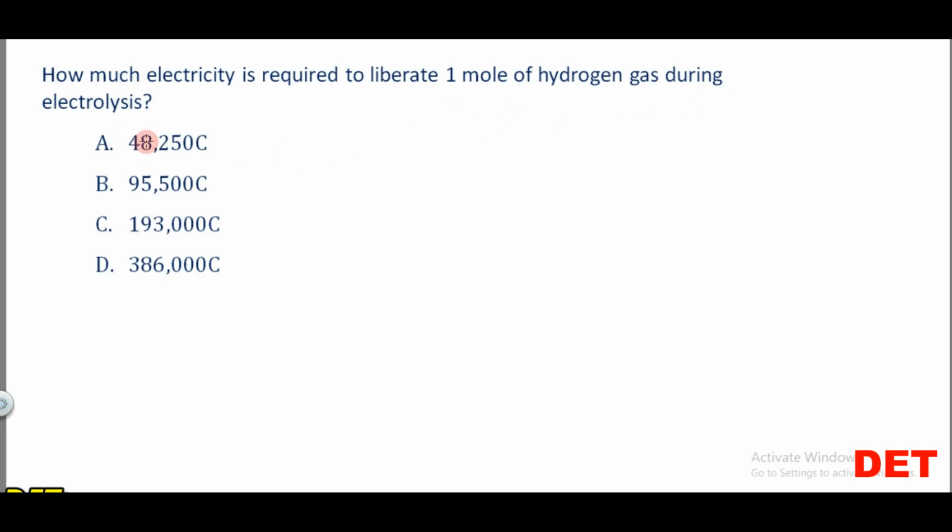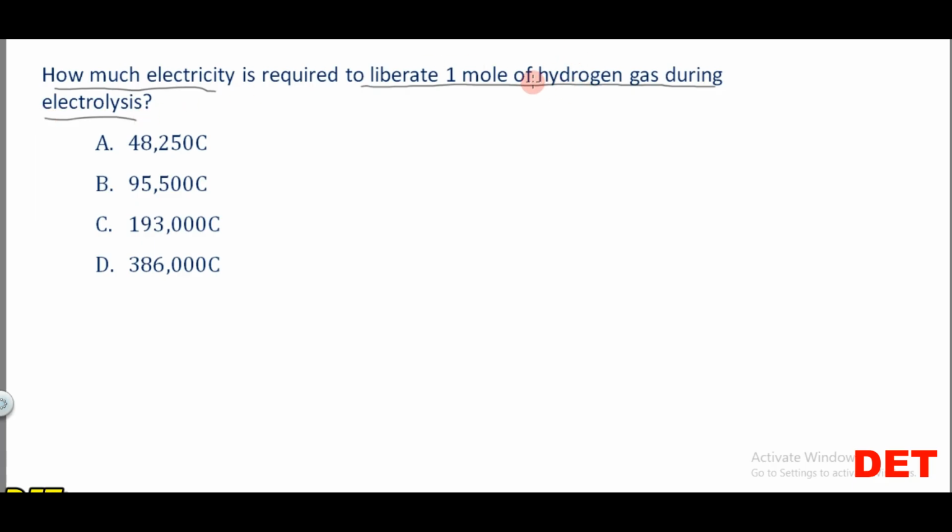So option A, we're given 48,250 coulomb. Option B, we're given 95,500 coulomb. Option C, we're given 193,000 coulomb. And option D, we're given 386,000 coulomb. Again, the question is, how much electricity is required to liberate 1 mole of hydrogen gas during electrolysis?